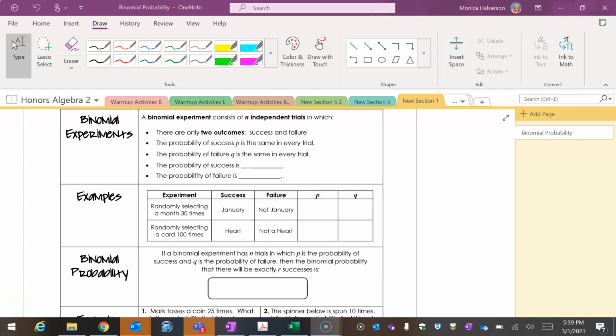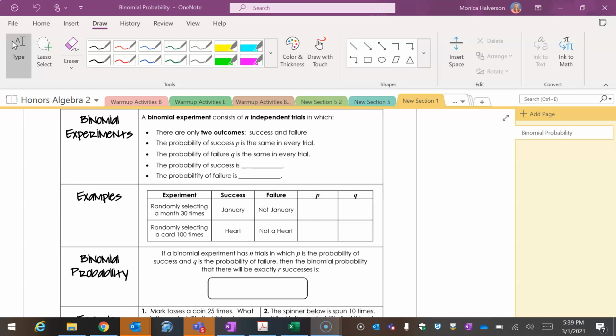So today we're going to focus on the last of the three different types of probabilities, and that probability is known as binomial probability. So let's talk about what a binomial experiment is first. A binomial experiment consists of n number of independent trials in which there can only be two outcomes, either a success or a failure. The probability of success is always going to be denoted as P, and the probability of failure is always going to be denoted as Q.